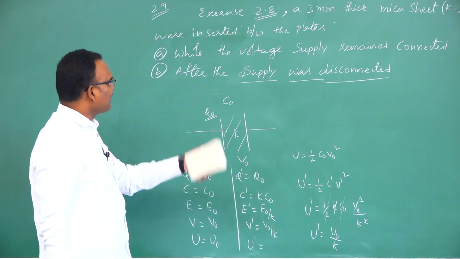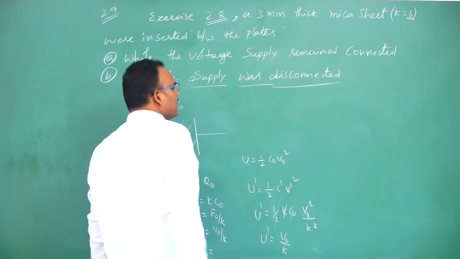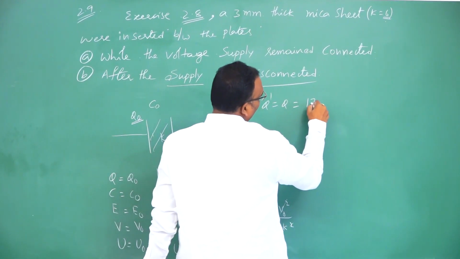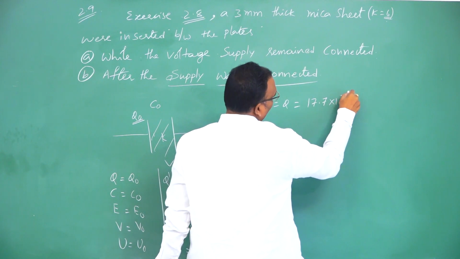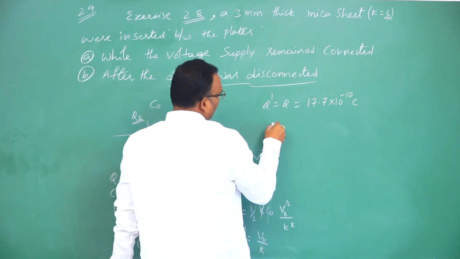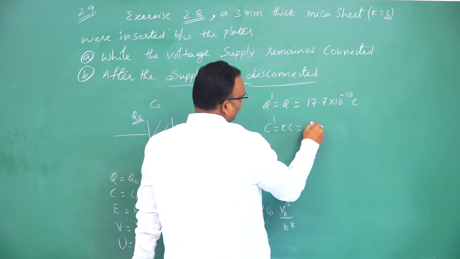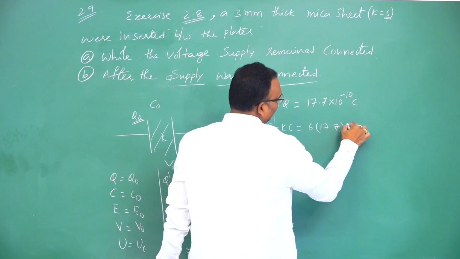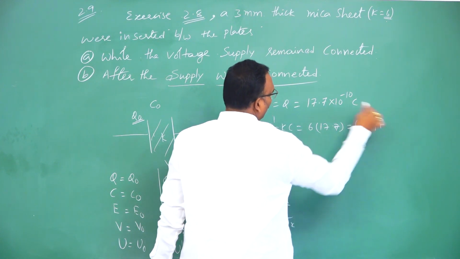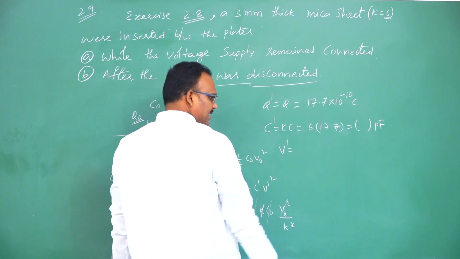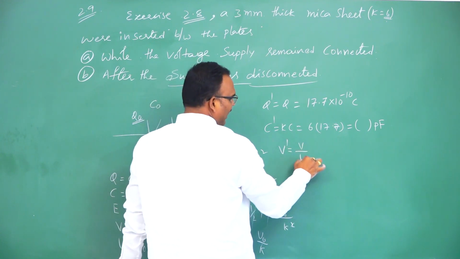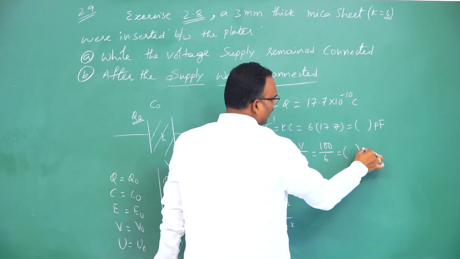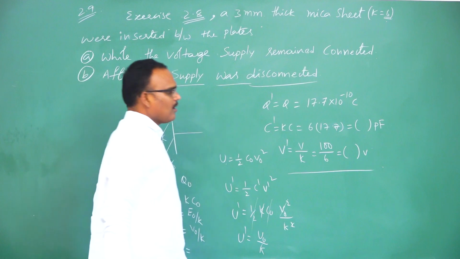Okay, so the second one we'll solve. In the absence of supply, charge remains the same, Q dash is equal to Q, that is 17.7 into 10 to the power of minus 10 coulomb. Capacitance C dash is equal to KC, that means 6 times 17.7 picofarad. And potential difference across the plates V dash is equal to V by K, that is 100 by 6. You calculate how much you'll get, that is the answer. This is how we'll calculate.